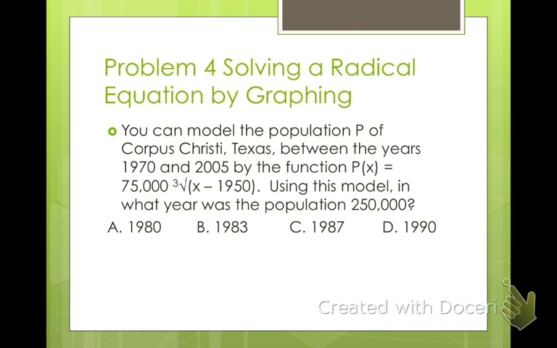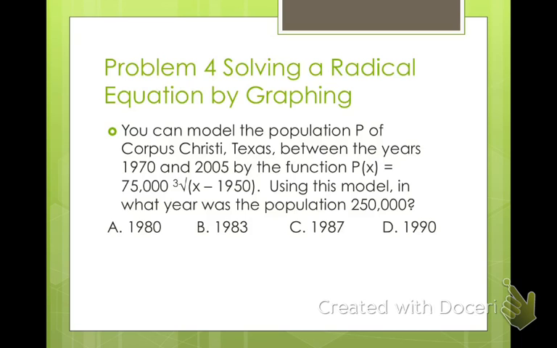Okay. You can model the population P of Corpus Christi, Texas between the years of 1970 and 2005 by the function P of x equals 75,000 times the cubed root of x minus 1950. Using this model, in what year was the population 250,000? Okay, either we can solve this algebraically and do a bunch of numbers and a bunch of crunching and blah, blah, blah.